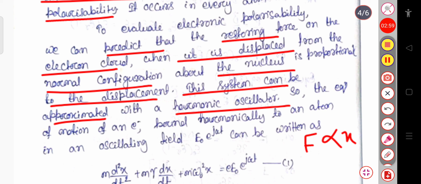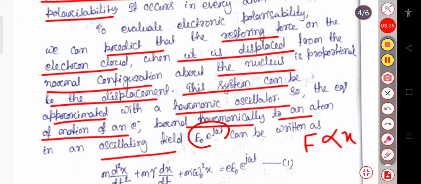So the equation of motion of an electron bound harmonically to one atom in an oscillating field, that is E naught exponential j omega t. Here j means square root of minus 1, that is iota basically. Here I am representing this by the j symbol. So this is E naught exponential j omega t, that is an oscillating field.